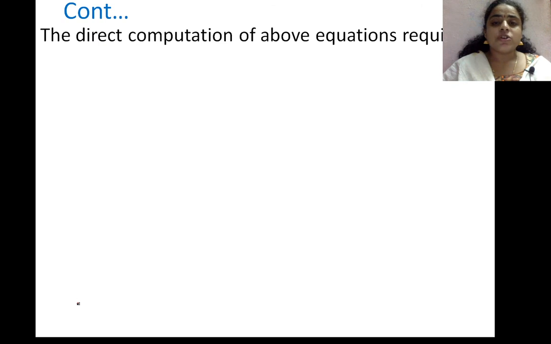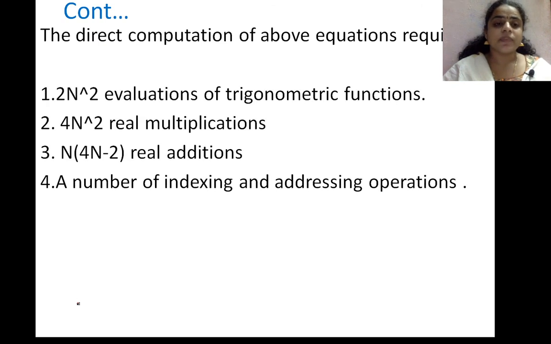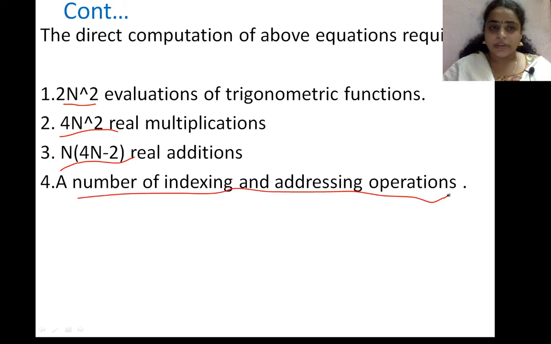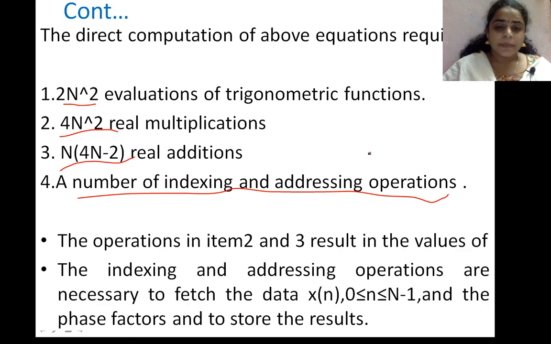The direct computation of the above equations requires 2n square evaluations of trigonometric functions, 4n square real multiplications, n into 4n minus 2 real additions, and a number of indexing and addressing operations. These are the complexities of this direct computation method. The indexing and addressing operations are necessary to fetch the data and phase factor and to store the results.